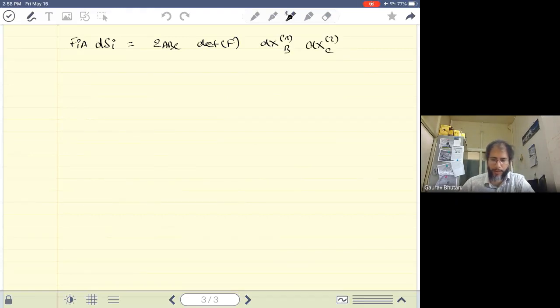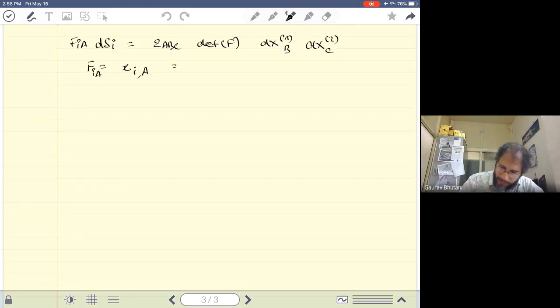Right, so this is the expression we have. Now in this expression, determinant of F. If you remember, F was the deformation gradient tensor. If you remember the definition, F_iA was x_i comma A. And this is nothing but the rate of change.